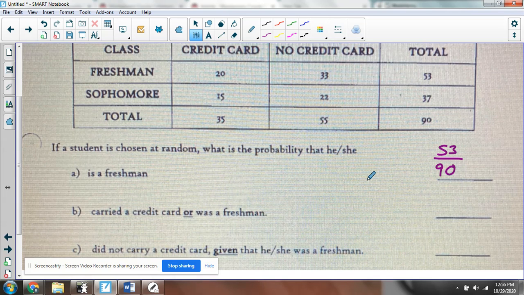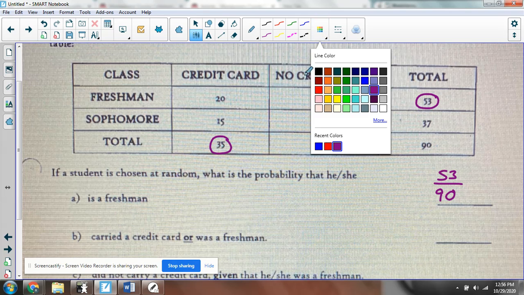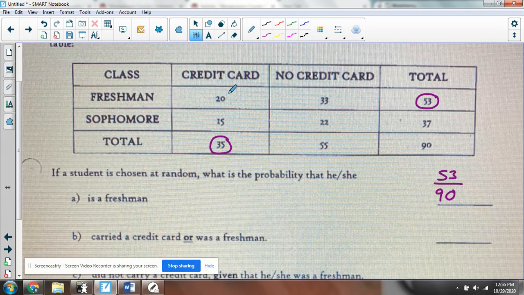Carried a credit card or was a freshman. So to find out the first group, let's do this. It's not working. So they carried a credit card, whatever, we'll do it this way. There's 35 people who carried a credit card. There's 53 people who are freshmen. We counted a group twice. We counted the freshmen who carry credit cards. So this 20 people was counted in both groups. They're part of this group and that group. So I have to subtract that.